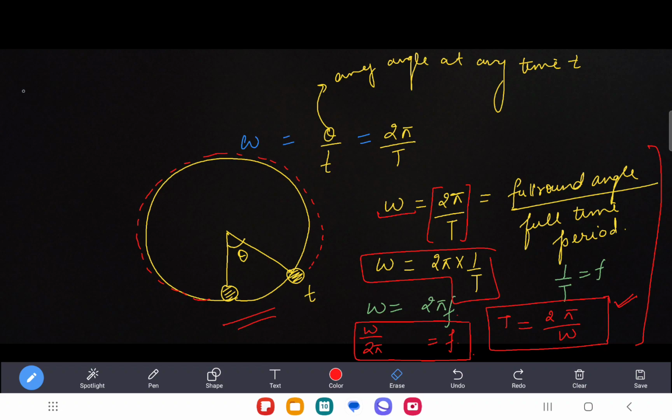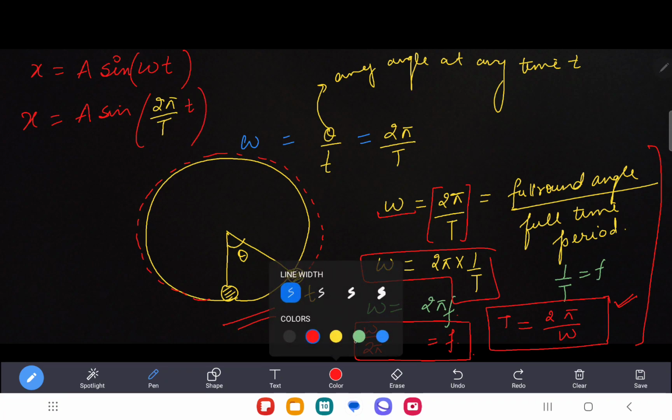So when I write down x is equal to A sine omega t, can I also write it this way? A sine omega, where omega I am substituting with 2 pi by capital T, into small t. So what is small t? Small t is any time.